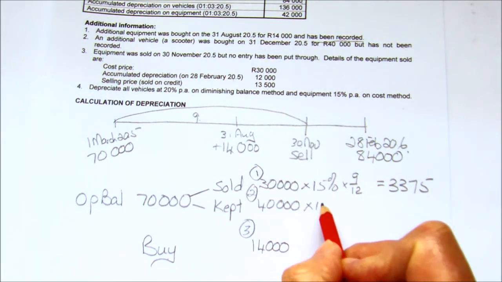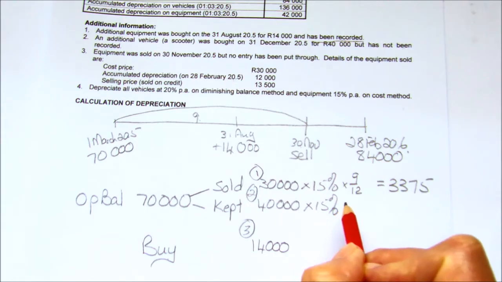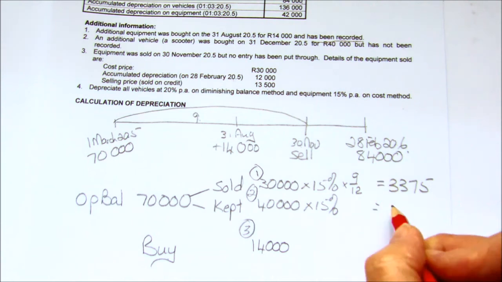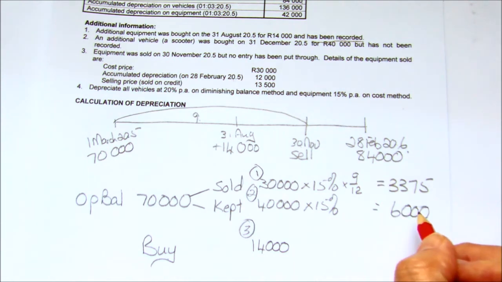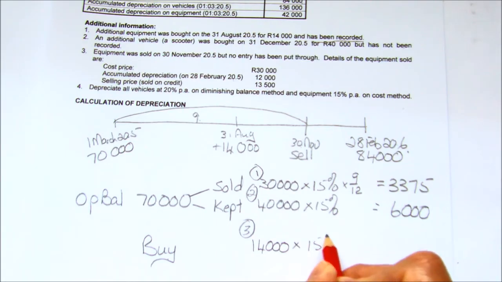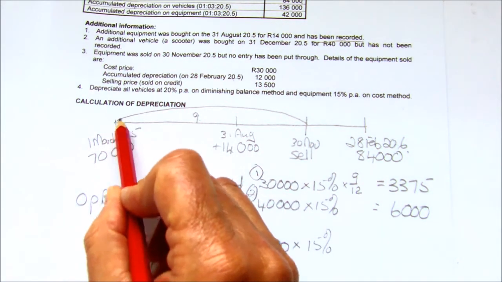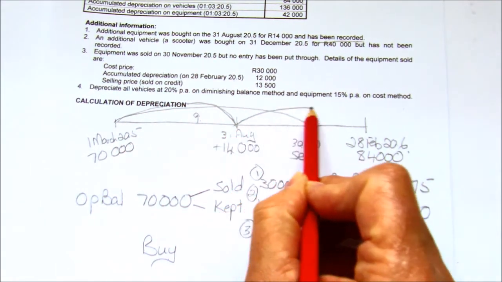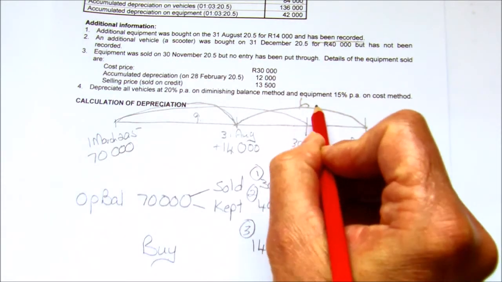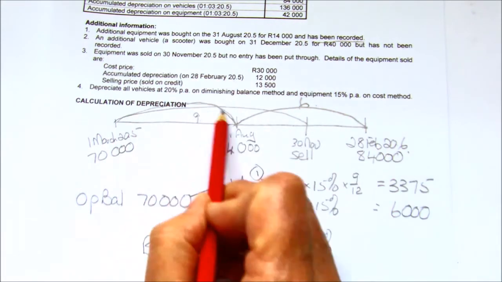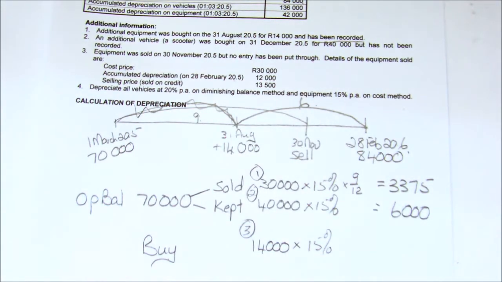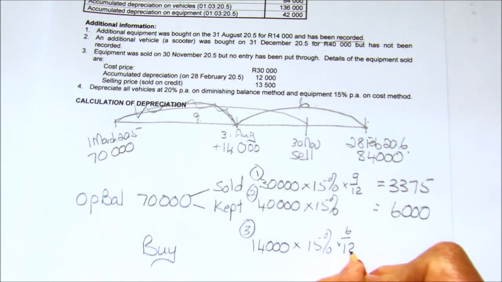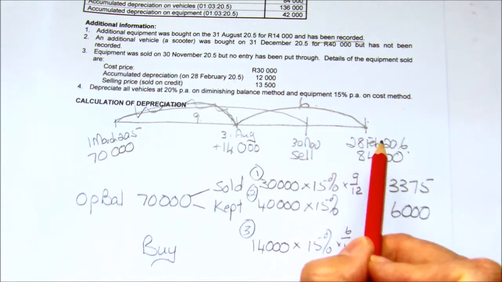The 40,000 is also 15%, but we've had it for the whole year because there's been no mention of it in any other way. So your depreciation would be 6,000. The 14,000, also 15%, but you've only had this one for this period. You did not have it for the earlier period, so you can't put depreciation for that period. This is the 6 months that you've had it. So you're going to have to depreciate by 6 months here for the period of time that you had it.